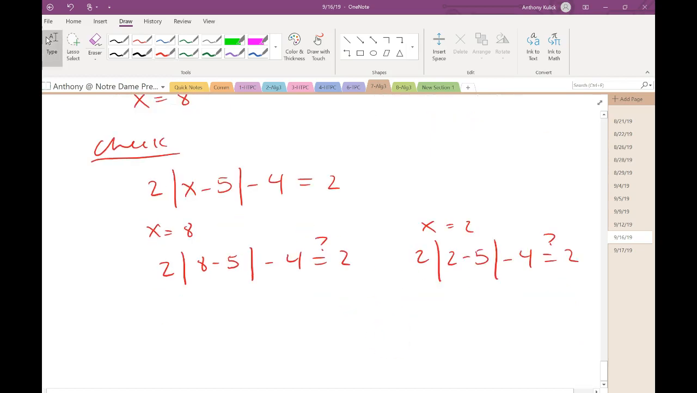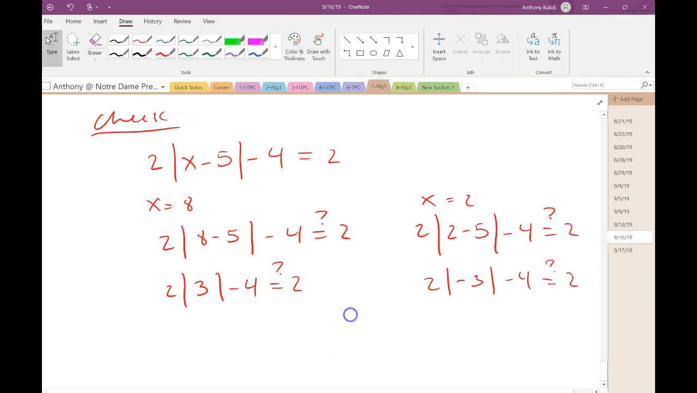Everybody okay here? So to simplify, the first thing I'd want to do is the stuff inside the absolute value. And notice when I'm checking, I'm just writing this question mark over the equal sign, because I don't know if these two sides are equal or not. That's literally what I'm checking. That's why I'm putting the question mark there.